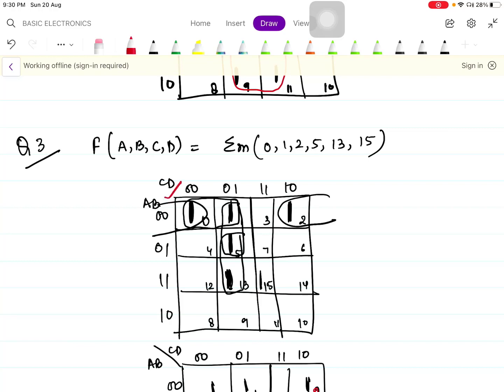Now you made a group of 0 and 1, that is also correct. This means this group is correct. Then, okay, one group is left, that is 13 and 15. One group of 13 and 15 is made, that is also correct. Then one group of 5 and 13 is made, or you can say 1 and 5 is made, that is not correct.